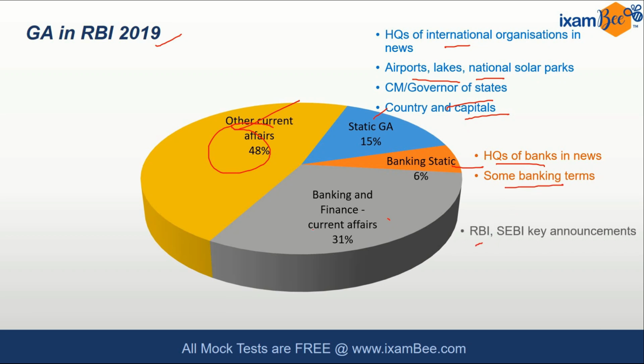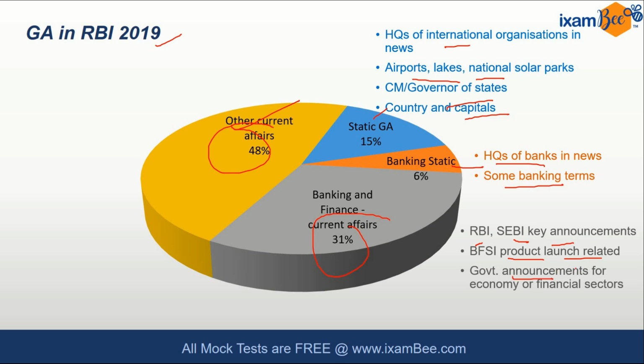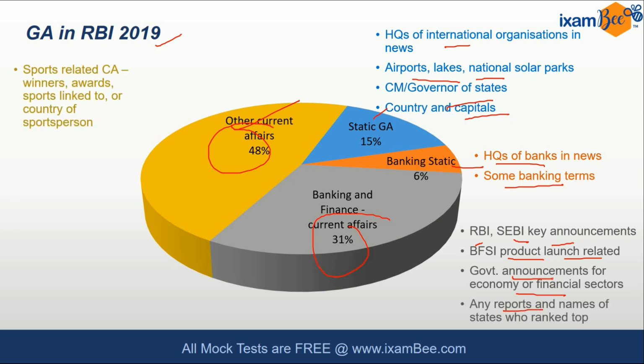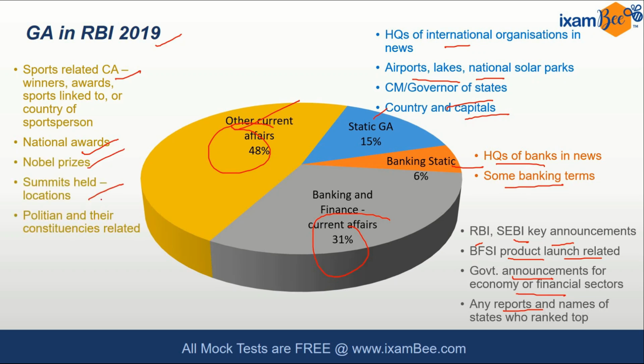Then there were questions related to banking, finance, RBI, SEBI, key announcements, BFSI product launches, different innovative product launches, government announcements for the economy or financial sectors, any report, the name of the state that was ranked on top, and then current affairs related to sports, awards, the country of that sportsman, national awards, Nobel Prize, summit locations, politicians and their constituencies were also asked. Basically whatever is important in current affairs. Important international days, books, authors.